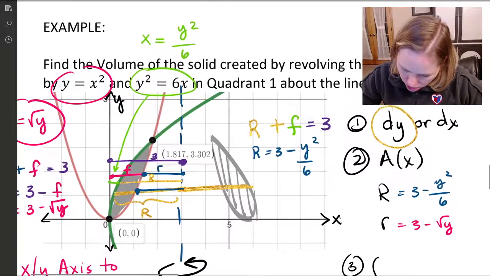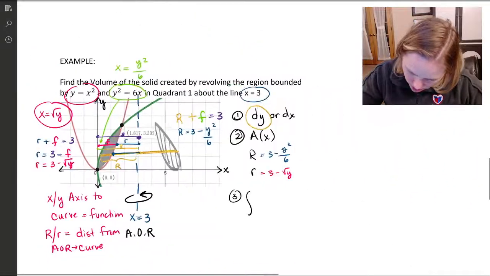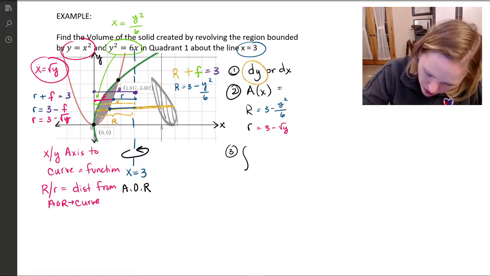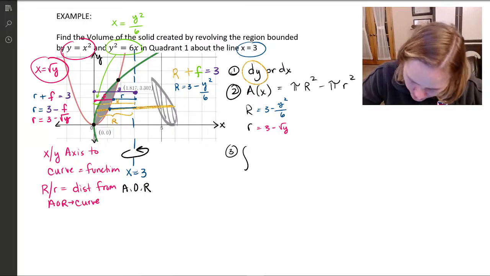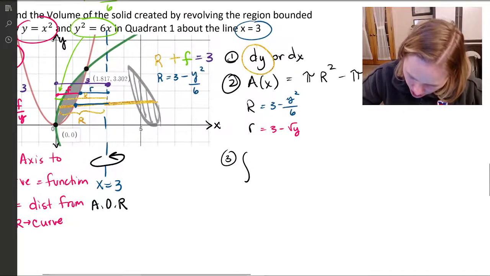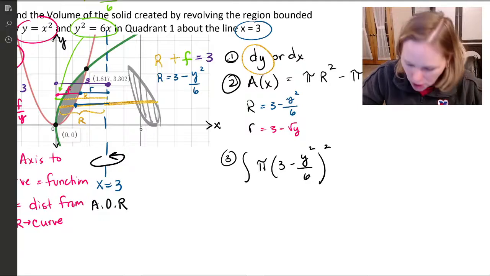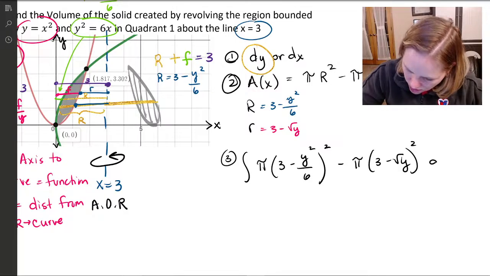Now I'm ready to plug it into my integral using my area function. So remember, A of x is going to be pi times big R squared minus pi times little r squared. So in my integral, it's going to look like this. I'm going to have pi, and then I'm going to have (3 minus y squared over 6) squared, minus pi times little r, (3 minus the square root of y) squared, dy.